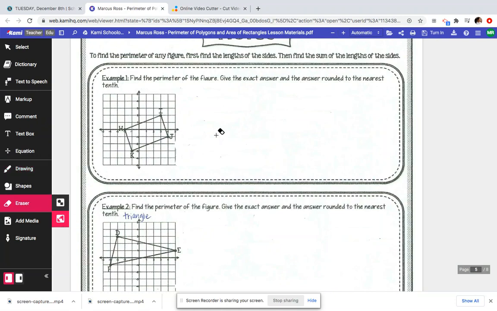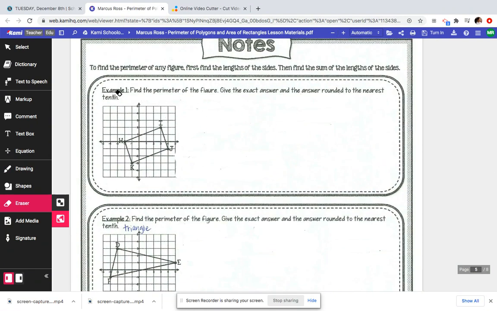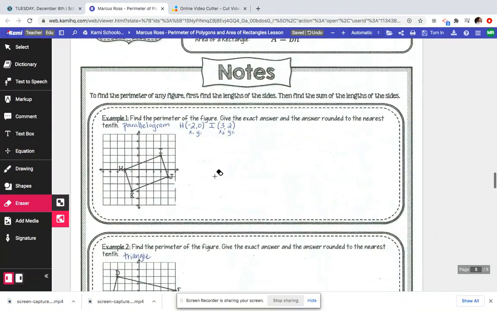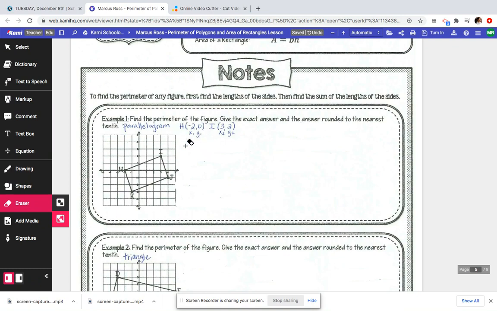I went ahead and erased my notes, and I'll go through this slowly, showing you different things. The first example says, find the perimeter of the figure, giving the exact answer or the answer rounded to the nearest tenth. If you're looking here, the points are not falling right on lines, so we can't use the Pythagorean theorem, but we can use our distance formula, right? Because we have the distance from one point to the next.